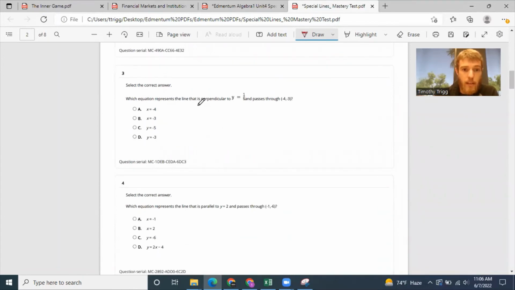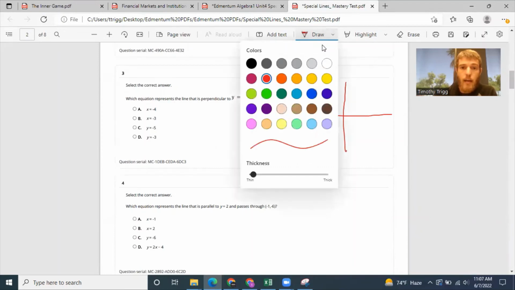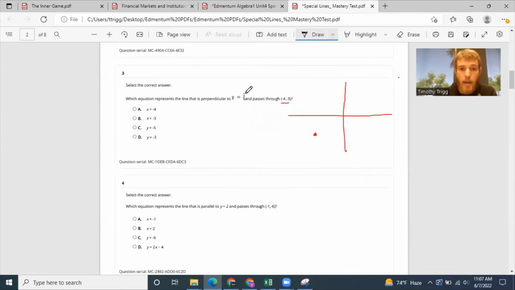Which equation represents a line that is perpendicular to y equals 1/5 and passes through -4, -3? So the first thing, I'm going to graph my point, -4, -3. This is like down here. Then I'm going to go ahead and draw the line y equals 1/5. So y equals 1/5 would be like here. It's a horizontal line. Remember, horizontal lines are always in the form y equals. Vertical lines are in the form x equals.